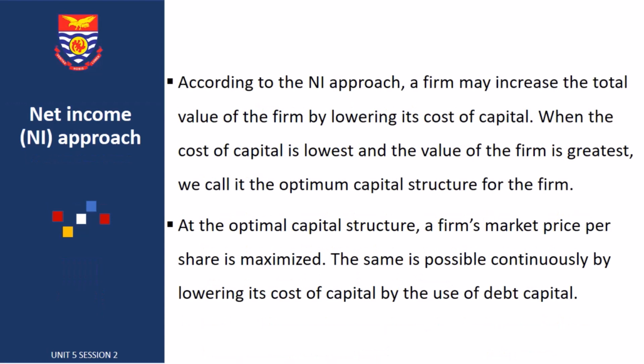So we have the net income approach. According to the net income approach, a firm may increase the total value of a firm by lowering its cost of capital. When the cost of capital is lowest and the value of the firm is greatest, we call it the optimum capital structure. I hope you understand this one because we did it in our previous section. At the optimal capital structure, a firm's market price per share is maximized.